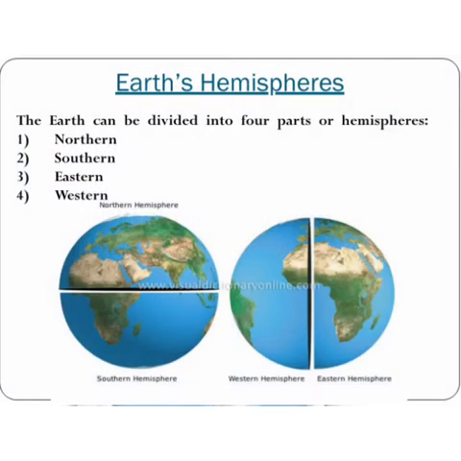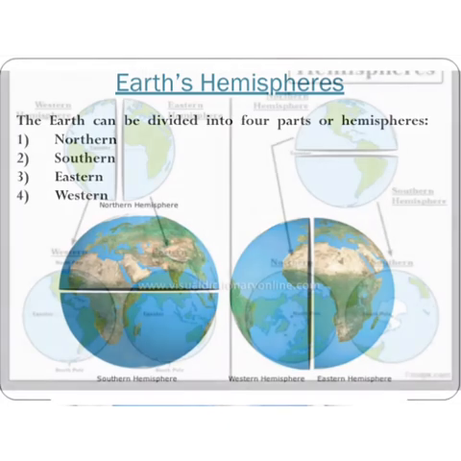Hemi means half. The sphere above the horizontal line is called the northern hemisphere, and below the horizontal line is known as the southern hemisphere. The northern hemisphere has continents like North America, Asia, the northern part of Africa and Greenland. The southern hemisphere has South America, the south of Africa, Australia and Antarctica.